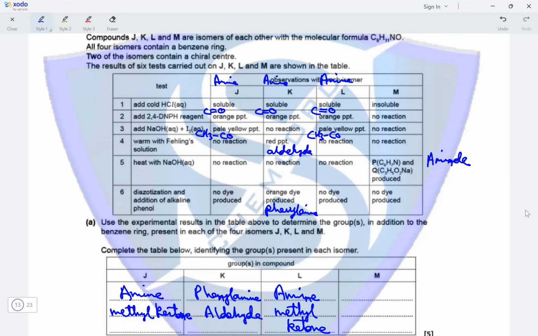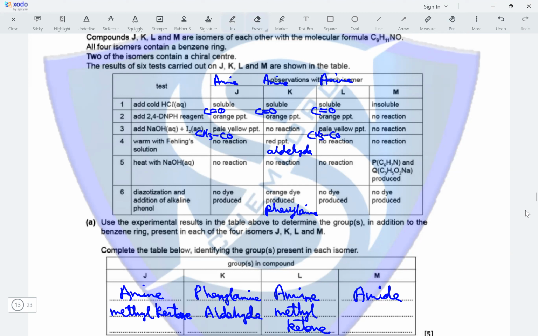And in structure M, the only thing we could have figured out with all of these is that it is not an amine, it does not contain a carbonyl group, it does not contain a methyl ketone group, it is not a phenylamine, and the reaction 5 results show that it is an amide. So the only possible group that we found out for structure M is that it is an amide group, and no other functional groups were identifiable for structure M.